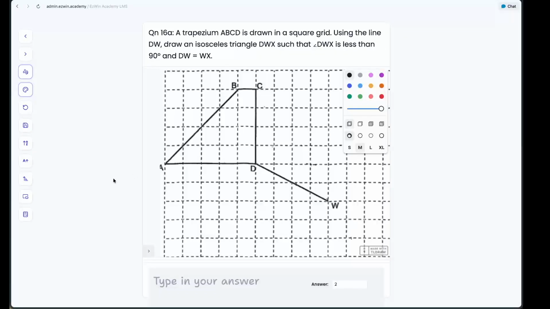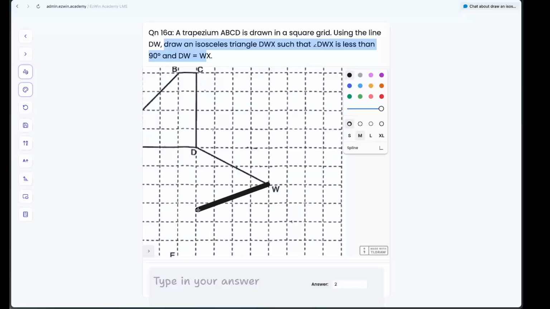Question 16a. A trapezium ABCD is drawn in a square grid using the line DW. Draw an isosceles triangle DWX such that angle DWX is less than 90 and DW is equal to WX. So basically we need to create another line to create this isosceles triangle. That's what you see over here.